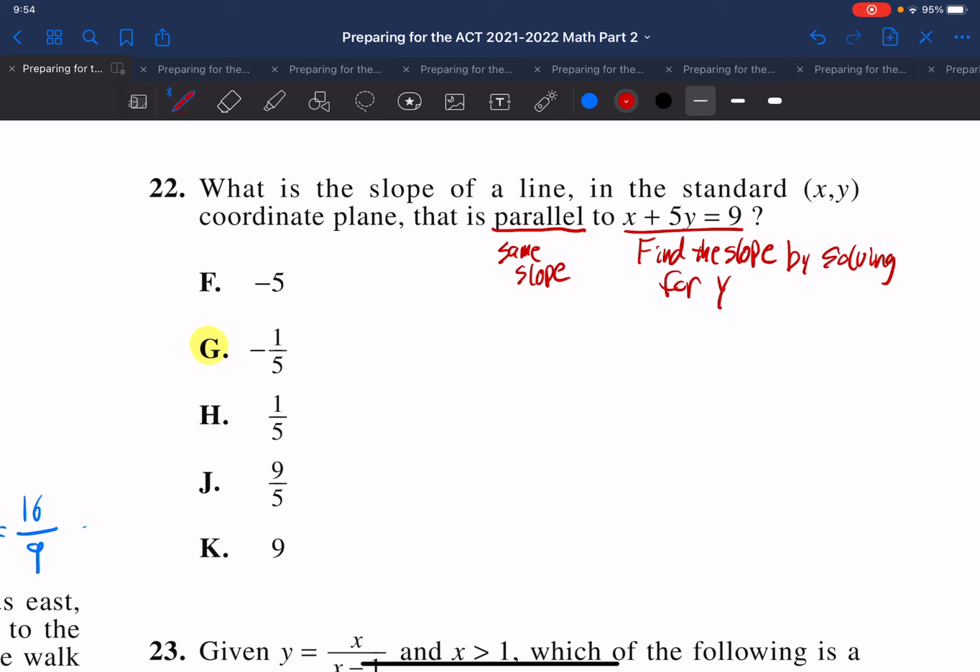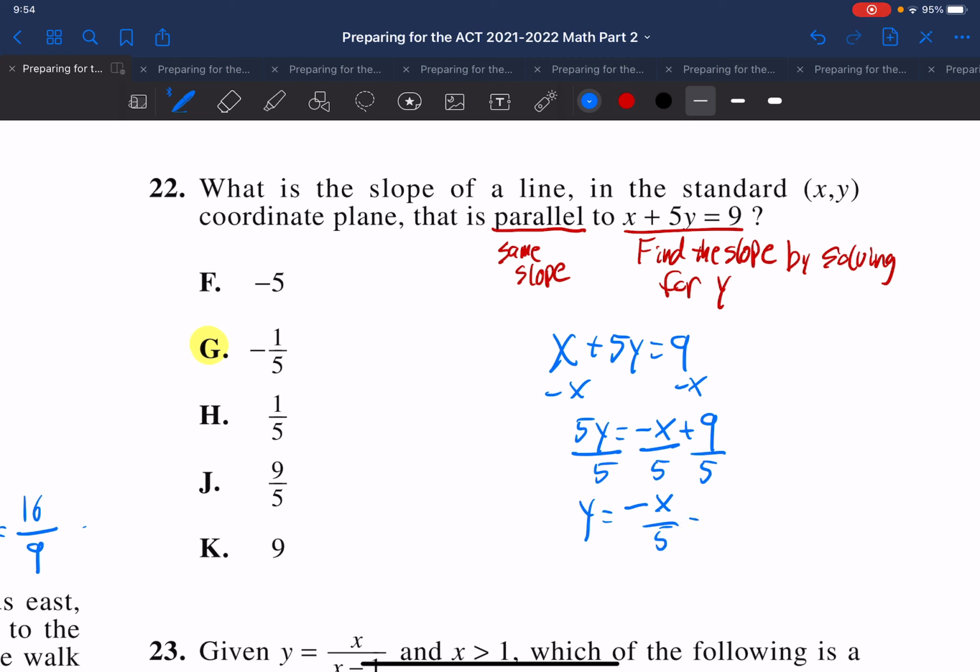By doing that, that gets us into slope-intercept form. So we subtract x. So we have 5y equals negative x plus 9. And then we divide everything by 5. So we have negative x over 5 plus 9 over 5. Now, the slope is the number in front of x, but it's very hard to see a number in front of x here.